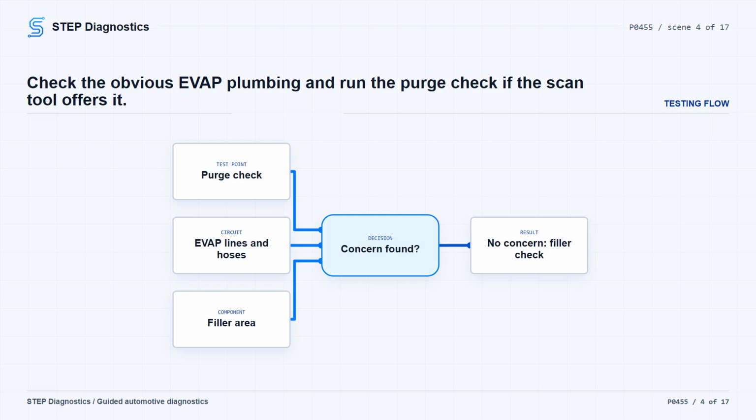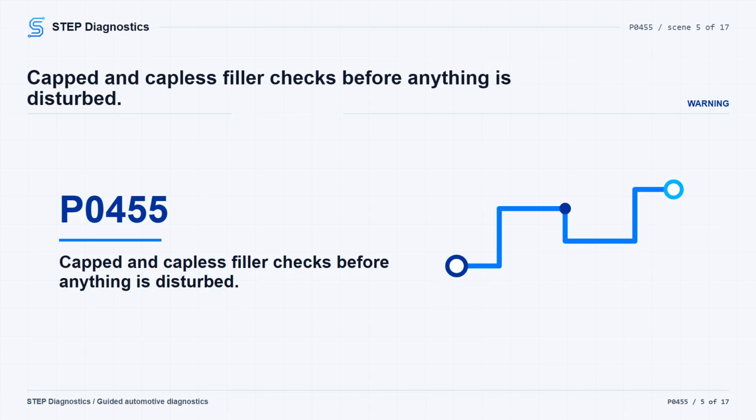Clear the PCM DTCs, repeat the self-test, and rerun the EVAP system test. If the visual and purge check do not show a concern, continue to the fuel filler sealing check. Next, check the filler sealing area without disturbing it at first. On a cap system, make sure the tether is visible and free to move. Then look for a missing, loose, or damaged fuel cap.